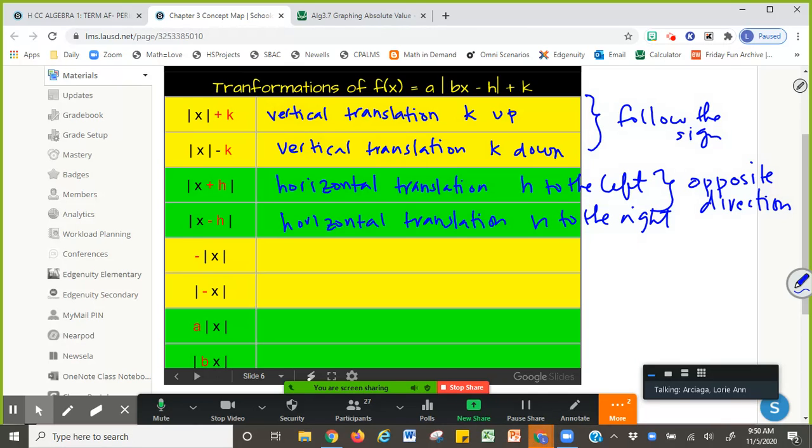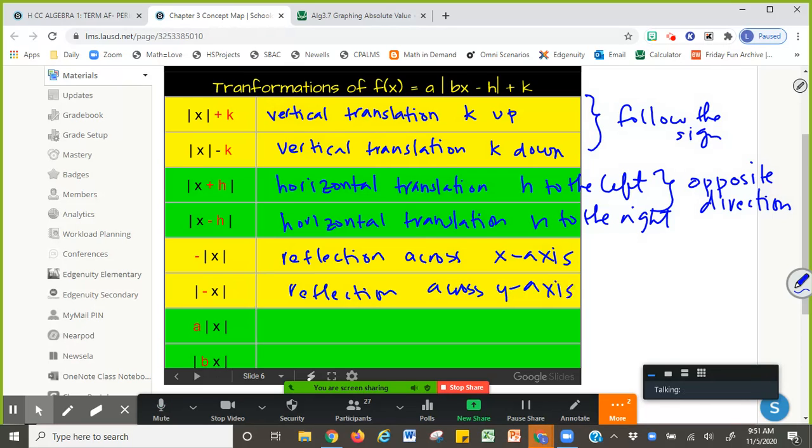I'm just keeping it real. If there's one thing from Algebra 1 that you must not forget, it's this lesson because it's going to be used all the way to Algebra 2 and Pre-Calc. So forget everything but this. Okay? Next one. This is reflection across the x-axis. All right? Next one. Reflection across the y-axis.